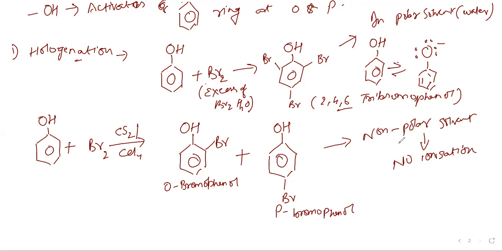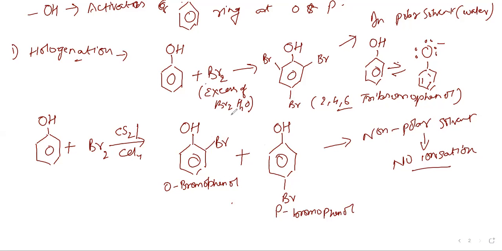So this phenoxide will activate the benzene ring to a larger extent compared to phenol. Since the phenoxide ion activates the benzene nucleus to a larger extent, we get 2,4,6-tribromophenol. Whereas in this case, since there is no ionization of phenol to form the phenoxide ion, it is less activated, and what we will get is the ortho and para isomers. I hope this is clear.